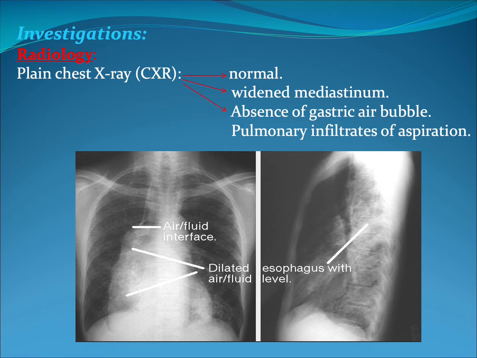So the chest X-ray, if the patient is having early disease or the esophagus is still not dilated, it might show a normal chest X-ray or a widened mediastinum. Sometimes there is an absent gastric air bubble because of inability of the air even to enter the lower esophageal sphincter, and if the patient had recurrent aspiration, might have signs of recurrent respiratory tract infections.